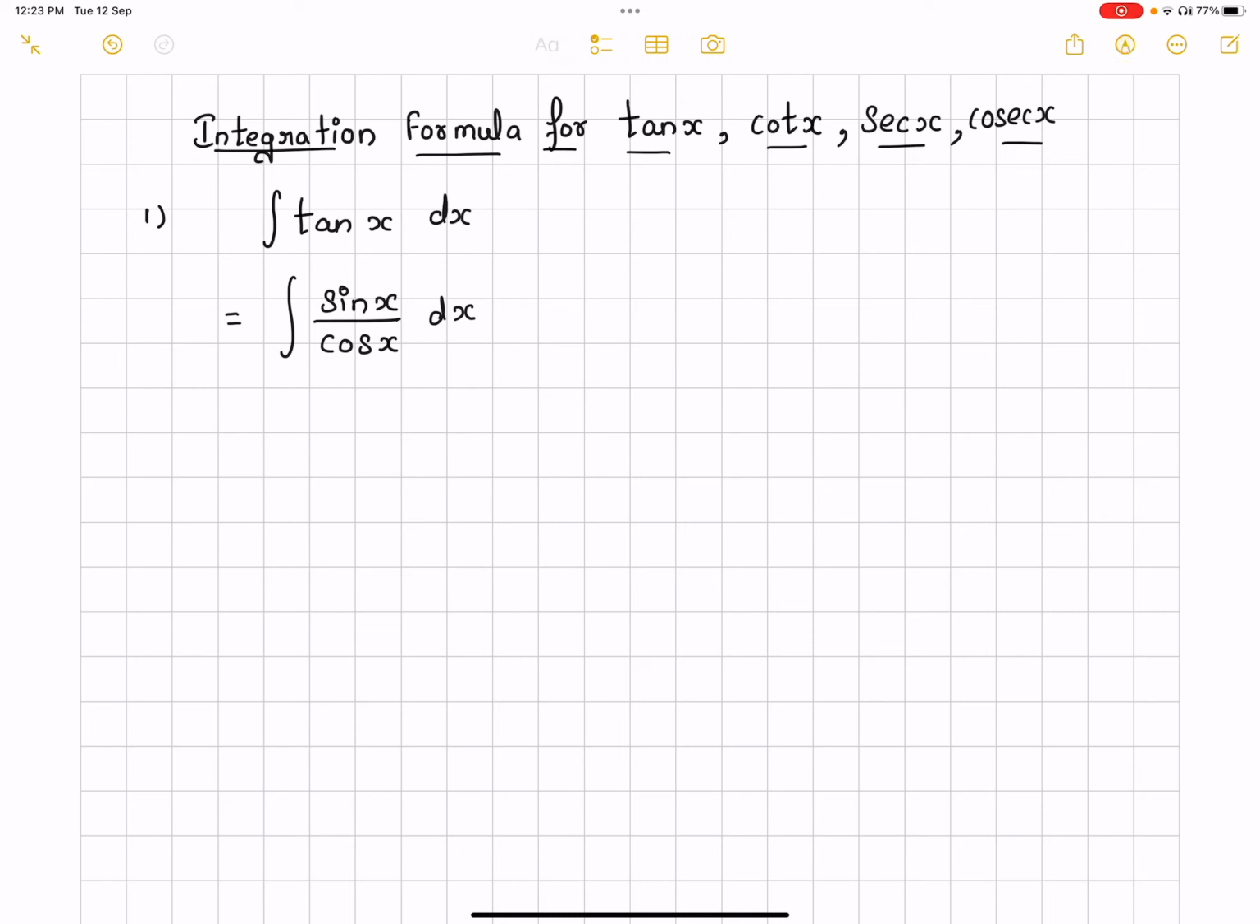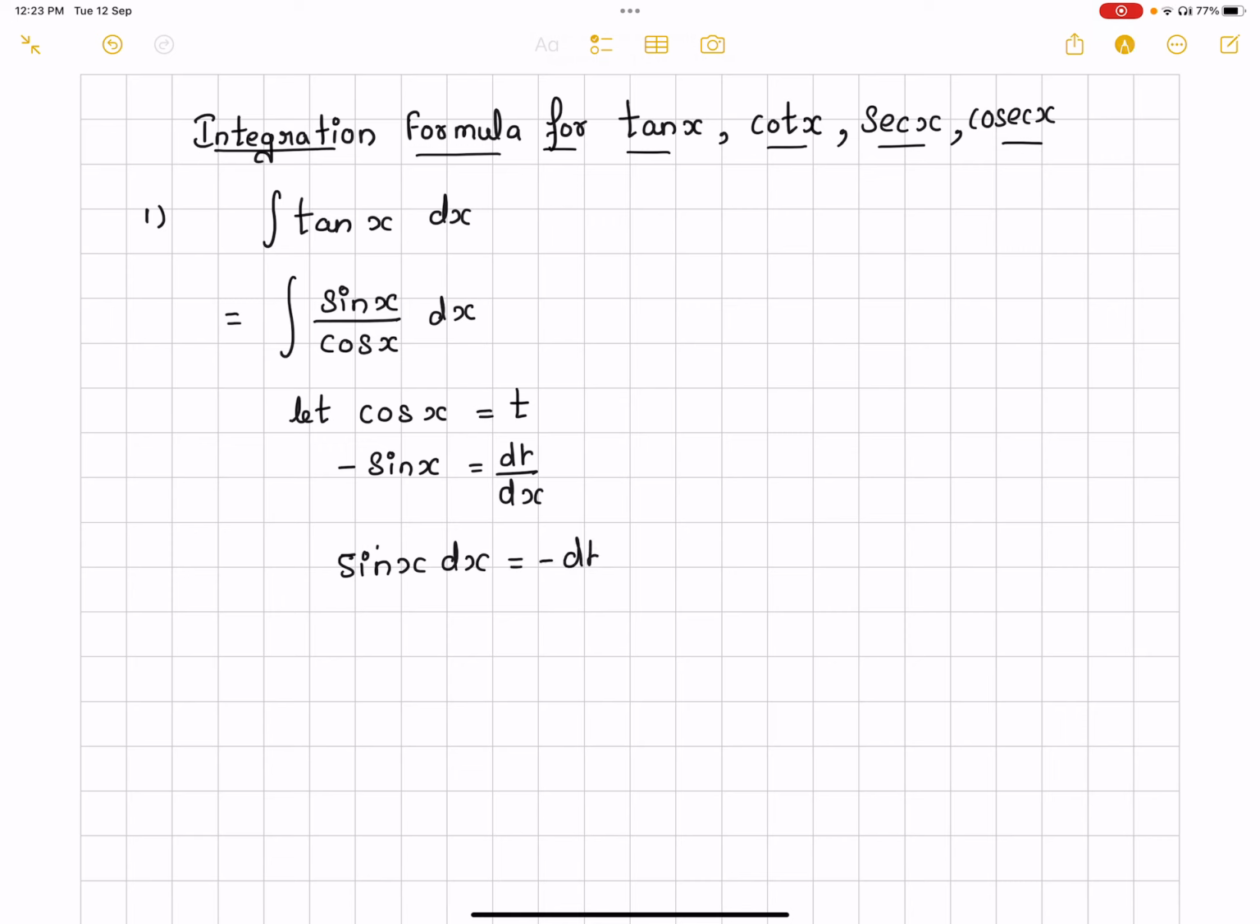Now the next step we would be doing is substitution. Which one to consider? Obviously, I would be taking the help of my denominator, cos x. Cos x is there. I'm going to consider this as t. When I differentiate cos x, I get minus sin x is equal to dt by dx. So minus sin x is there, so it becomes sin x dx is equal to minus dt.